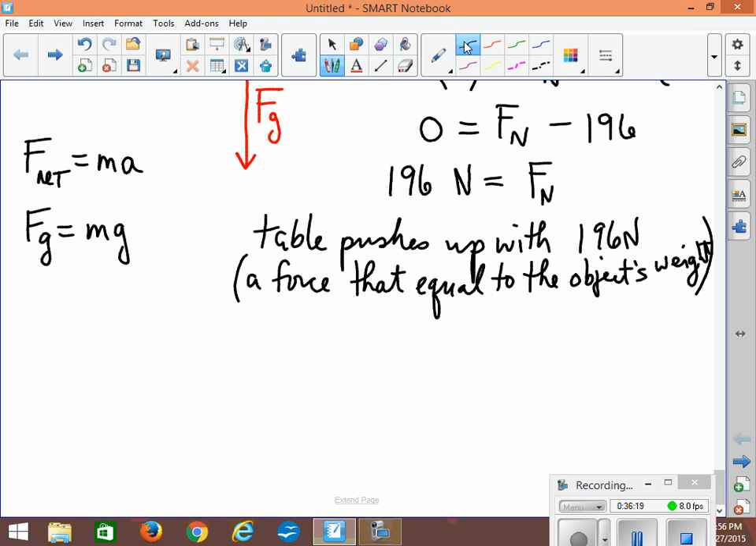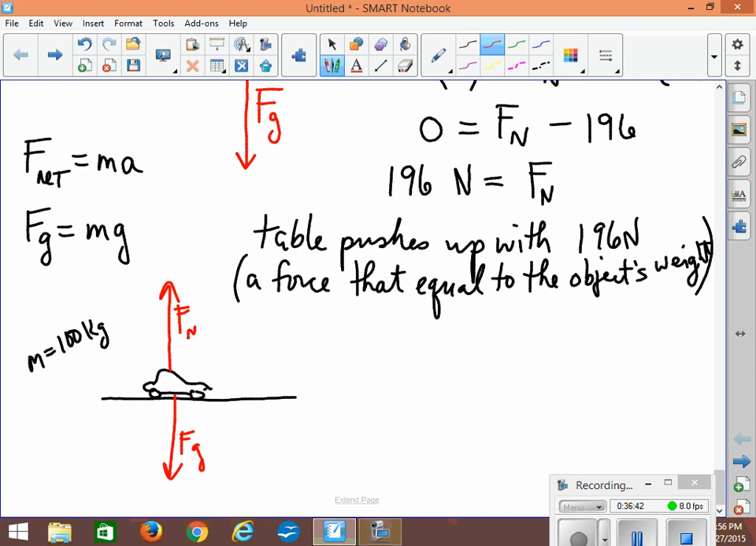100 kilogram car. So we have a car, and here it is. There's the car, 100 kilograms. I'll put over here m equals 100 kilograms. It's too small to write on the car. So guess what we do? Well, the force of gravity is pulling down on the car. The ground is pushing up, which is the normal force.